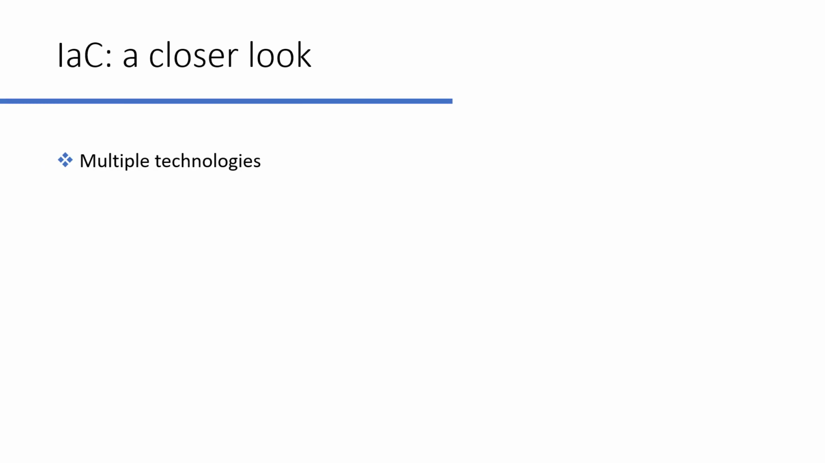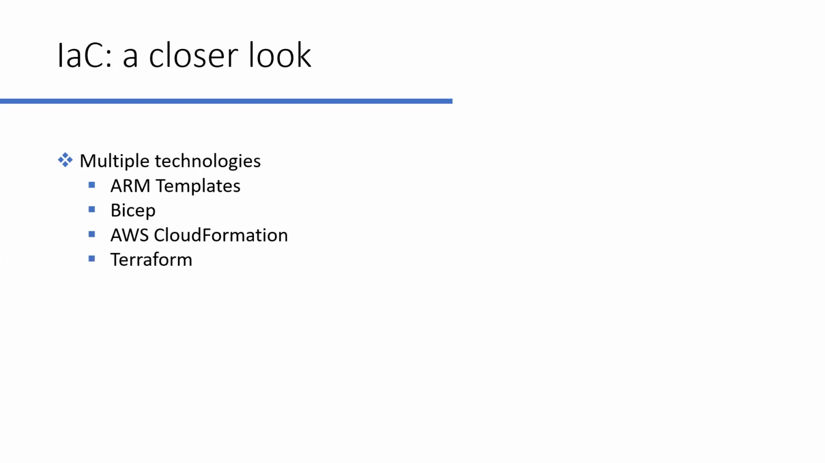So in the IaaC world, there are obviously multiple technologies. If you are on Azure, you probably already heard of ARM templates, or the newer domain-specific language called Bicep. If you are an AWS fan, you probably already heard of CloudFormation. And if you are in a multi-cloud context, you probably already heard of Terraform, Ansible, and Pulumi, and there are plenty of other technologies.